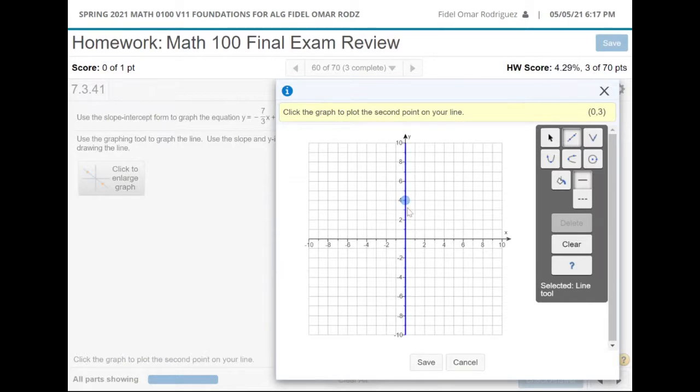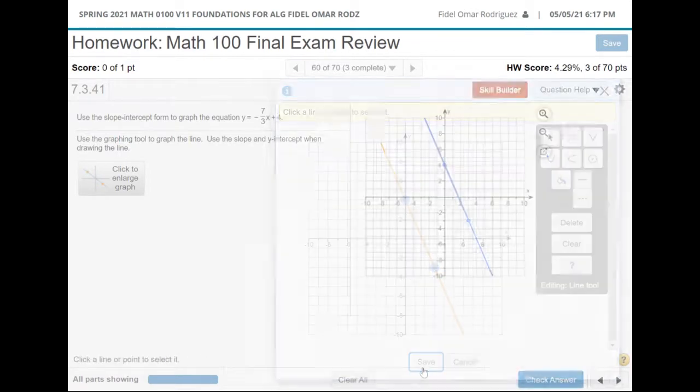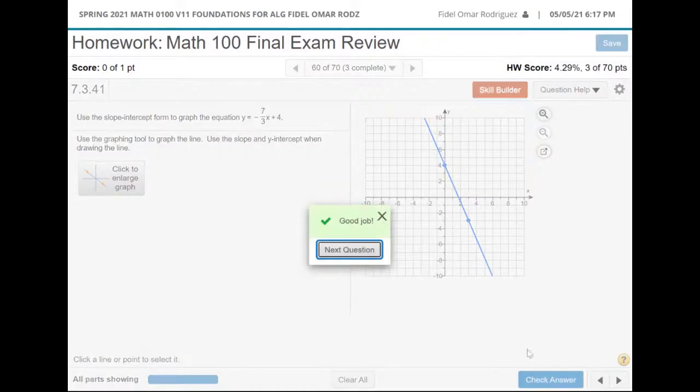I'm going to count 1, 2, 3, 4, 5, 6, 7, and I'm going to move to the right 3. 1, 2, 3. I'm going to save, and then check. And we got it. So I hope that makes number 60 seem a little bit better.